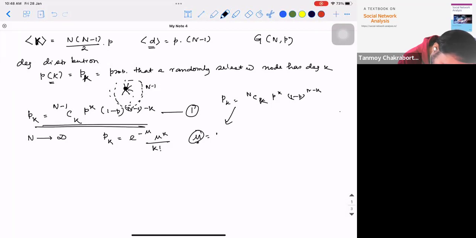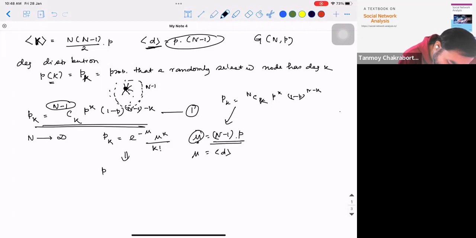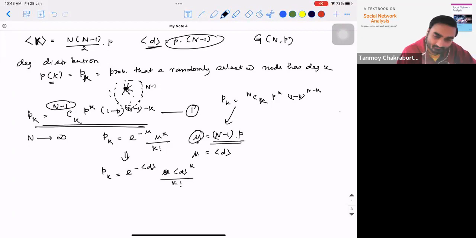In our case, n is basically n minus 1. So n minus 1 into p. Now, n minus 1 into p is what? It is d. So mu would be the average degree. So this is equivalent to p of k, which is e to the power minus d, d to the power k by factorial k.